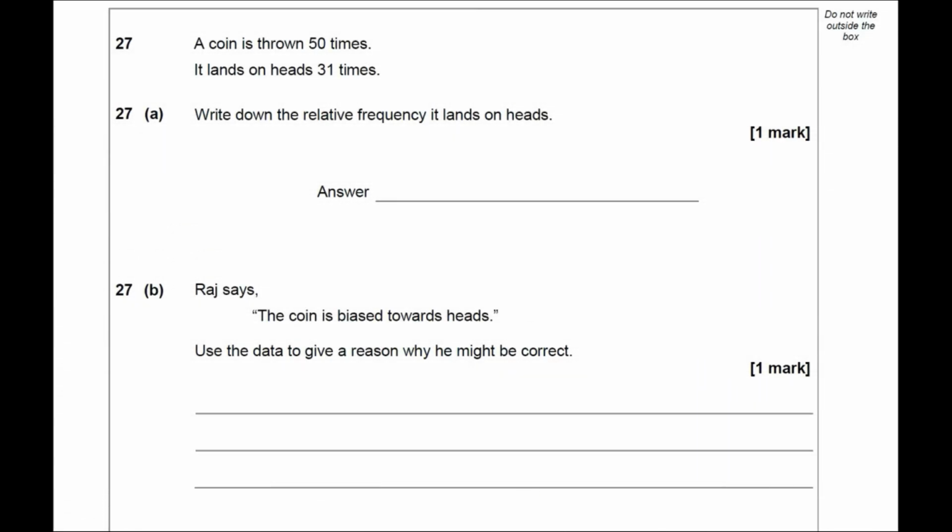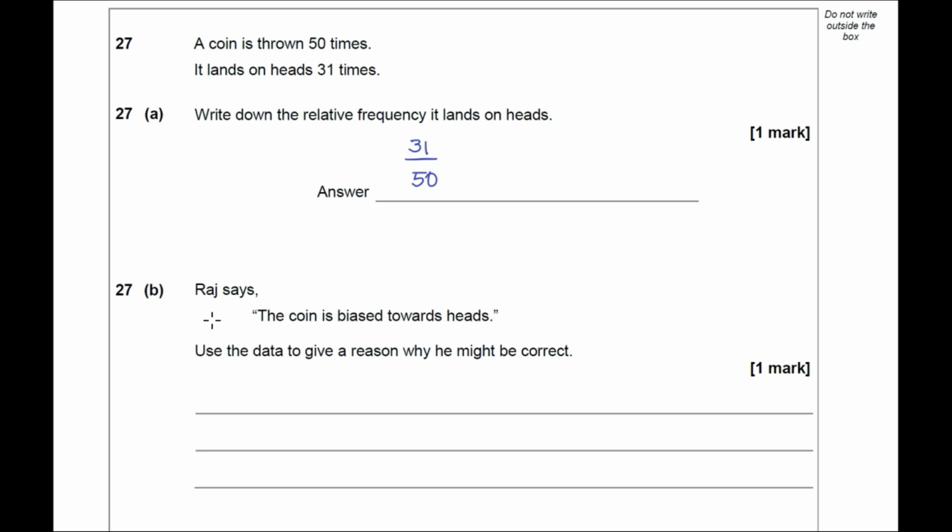Question 27. A coin is thrown 50 times. It lands on heads 31 times. Write down the relative frequency it lands on heads. So it lands on heads 31 times over 50 throws. So this will be the relative frequency of it.